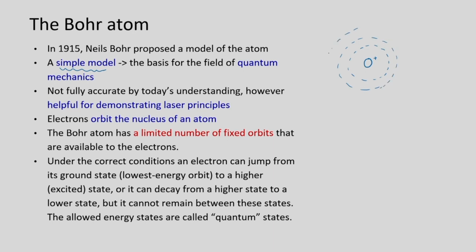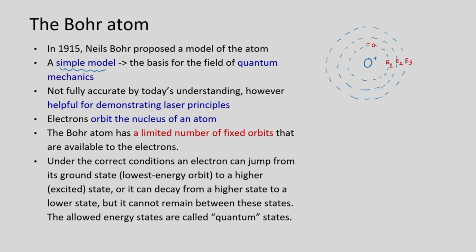So, let us consider that there are 3 orbits. So, this is an electron which we consider as a negatively charged particle and it is in energy state 1. The next is energy state 2 and the last one, the outermost, is energy state 3.